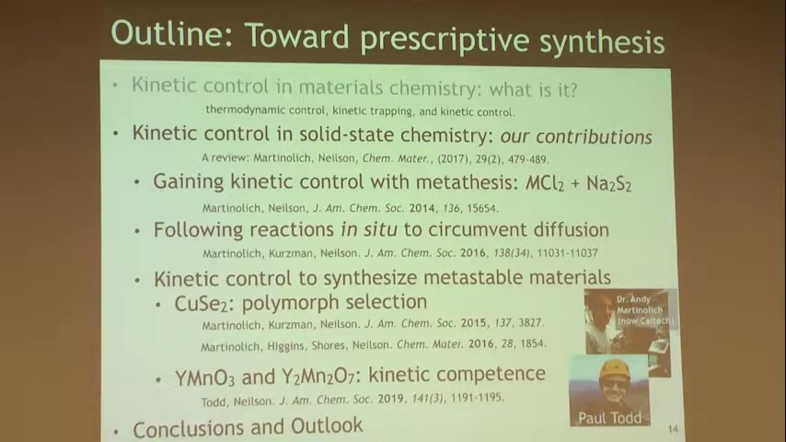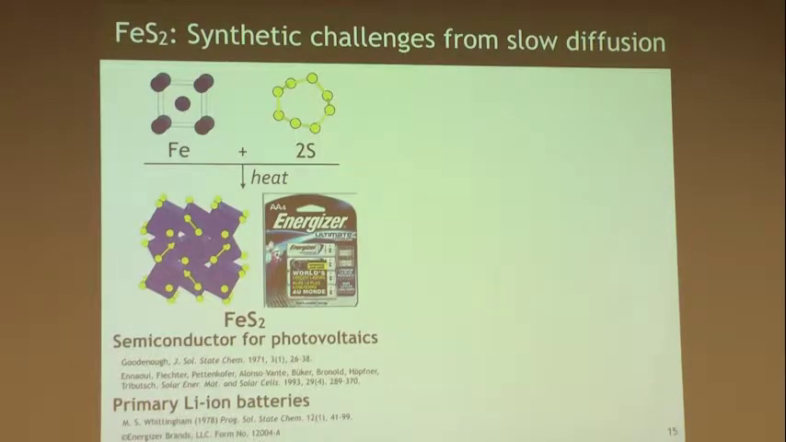So now we'll start talking about some of the things that we've been doing. Let's say I wanted to make FeS2, iron pyrite. It actually poses some challenges, even though it's a thermodynamically stable compound under ambient conditions. You can combine 1 part iron, 2 parts sulfur, make this. It's the primary electrode in Energizer batteries. It's been around for a while.